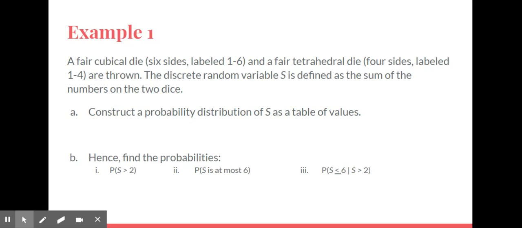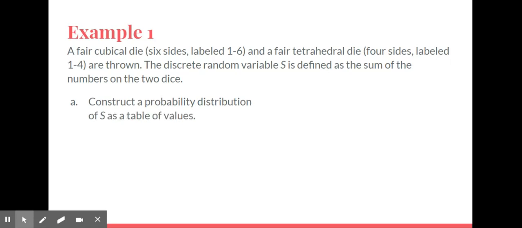So we have 2 fair dice that are being thrown. One is a cubical die, meaning it has 6 sides and it's labeled 1 through 6. One is a tetrahedral die, which means it has 4 sides and it's labeled 1 through 4. The discrete random variable S is defined as the sum of the numbers on the 2 dice. So we're going to first construct a probability distribution of S as a table of values, and then find 3 different probabilities. Let's look at constructing that distribution first.